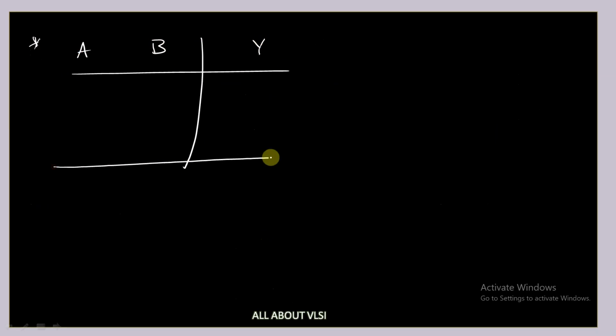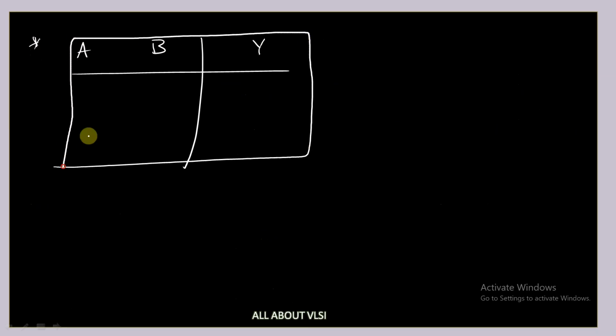Okay. And let's see one example of a logical OR operation for two variables. Let's say you have two variables a and b, and you have y. So how many possible combinations are there for two variables?